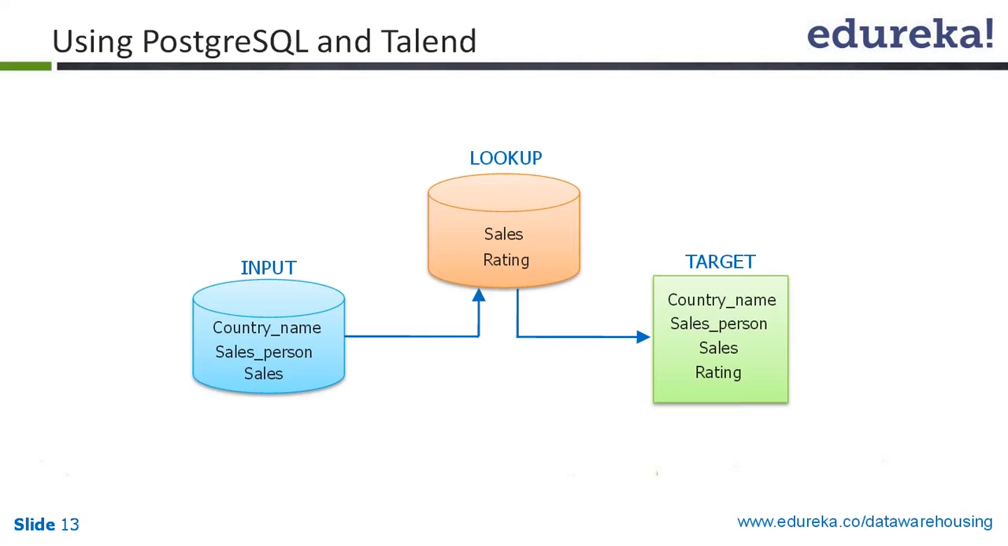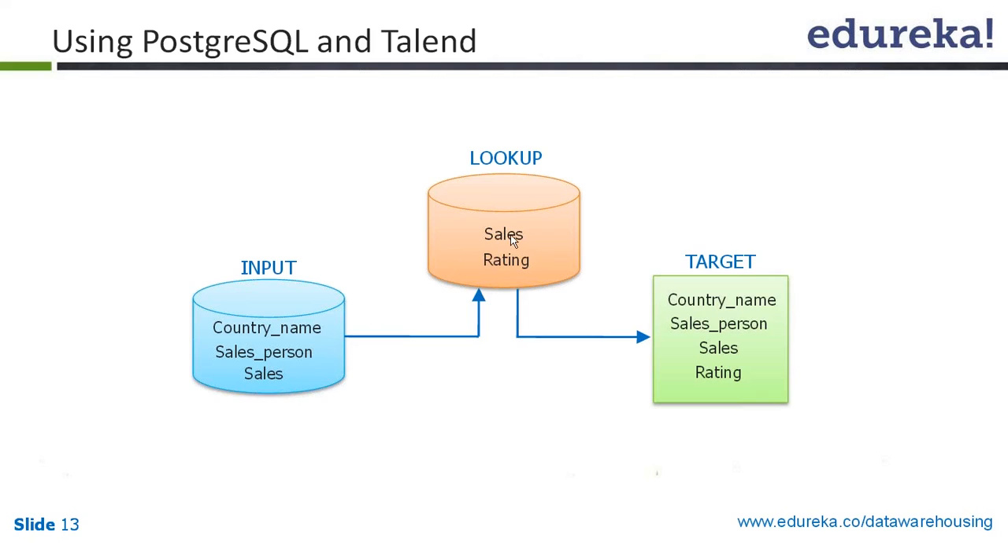So you will have to look up on multiple tables to get the data. So we will be simulating that limited scenario here. I have two tables, input and lookup. The input table has three columns: country name, salesperson, and sales. The lookup table has two columns, sales and rating. Now the common column between the two tables, input and lookup, is sales.